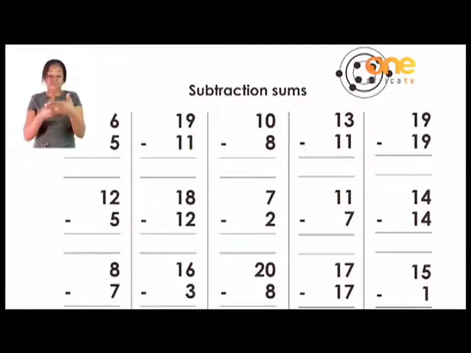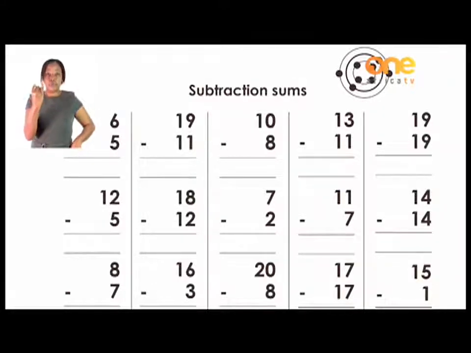The first one is 6 minus 5. I have my 6 fingers, or my 6 stones. If I have to take away 5, then I count 5 out. What is left is 1. That is my answer. The same with the second one.